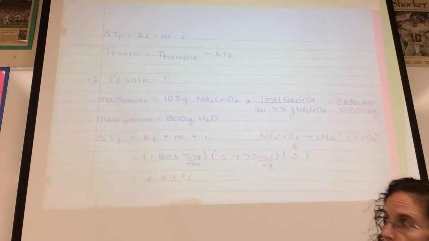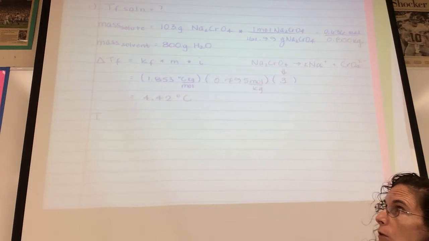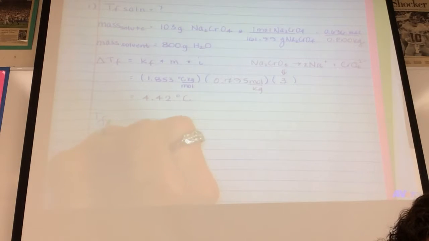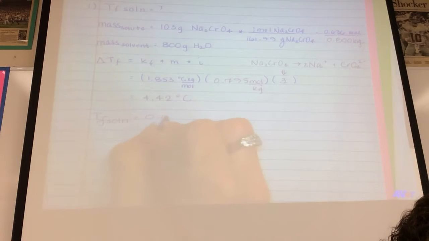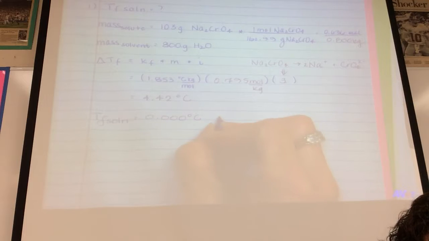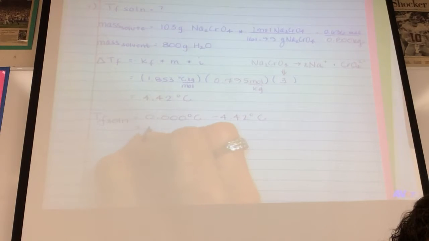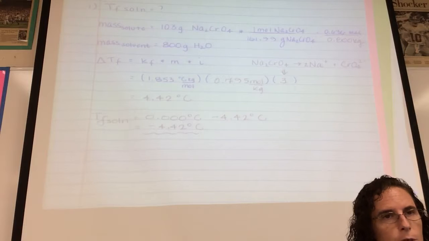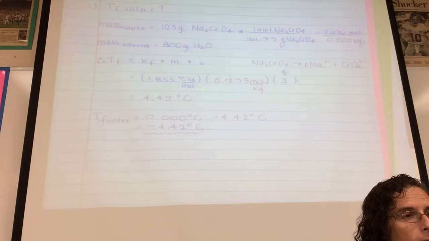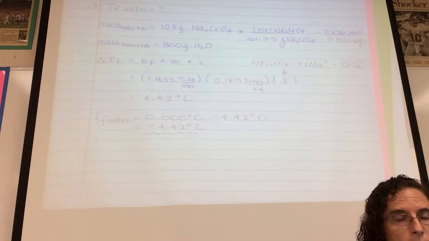And then the last part, to get the freezing point of the solution, it's the freezing point of the solvent, which is 0 degrees Celsius for water. If you had a different solvent, you'd look up its TF, and from that you will subtract delta TF, and now you have the freezing point of the solution. And when you dissolve substances in water, they will have a freezing point less than 0 degrees.